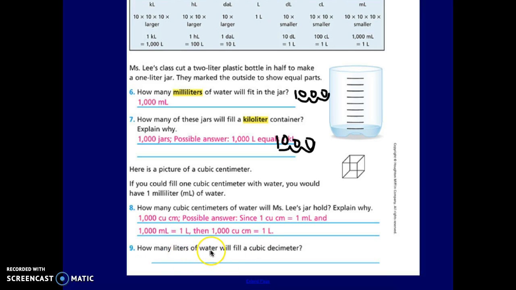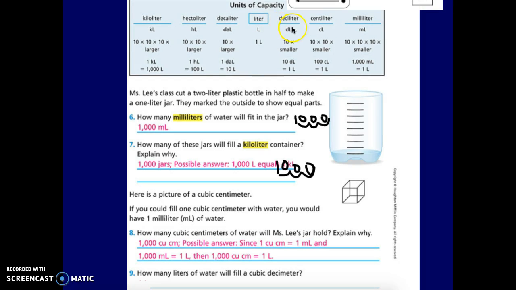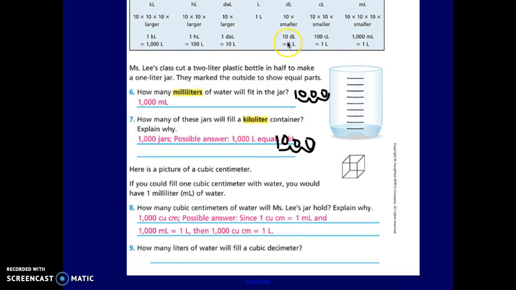Lastly, how many liters of water would fill a cubic decimeter? Holy cow. So, all right, we're going to look here. Here's our liters, and we want to know how many cubic decimeters it would be. So we look over here, and we know that the deciliters is right here, and it tells us that basically it equals 1 liter of water would fit into that space. Let's see if we're right.